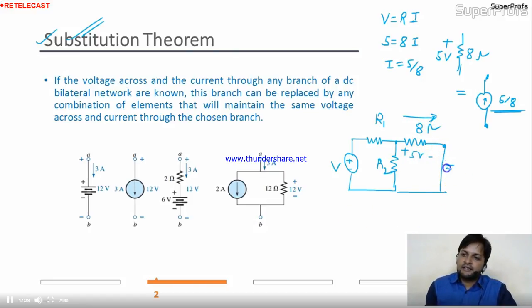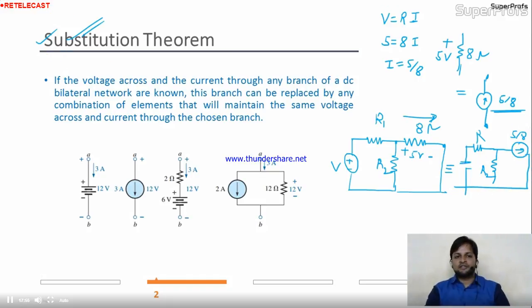So this circuit I can substitute: R1, here 5 by 8 ampere, and the remaining circuit is as it is. This is the simple circuit. So substitution theorem says we can replace if the voltage across and the current through any branch of a DC bilateral network are known, this branch can be replaced by any combination of elements that will maintain the same voltage across and the current through the chosen branch. Okay, are you getting it?